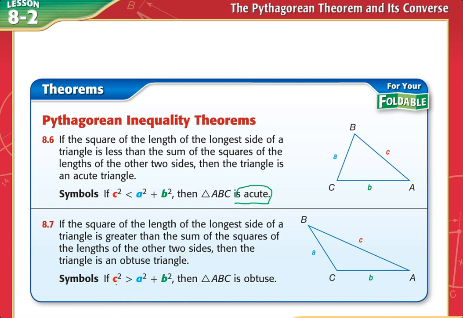Also, just the opposite, if the largest side when squared is greater than the sum of the other two sides squared, then it's obtuse. So think of the word, the longest side being greater than 90 is obtuse. Less than 90 is acute.